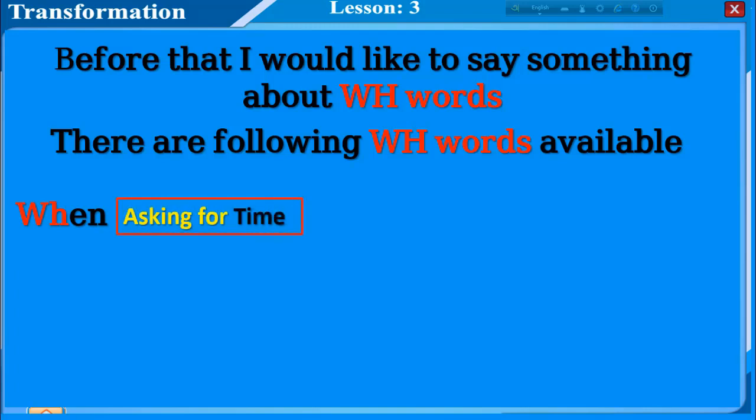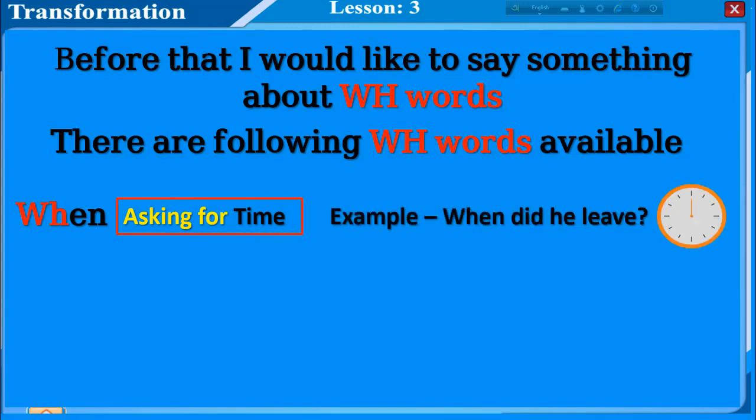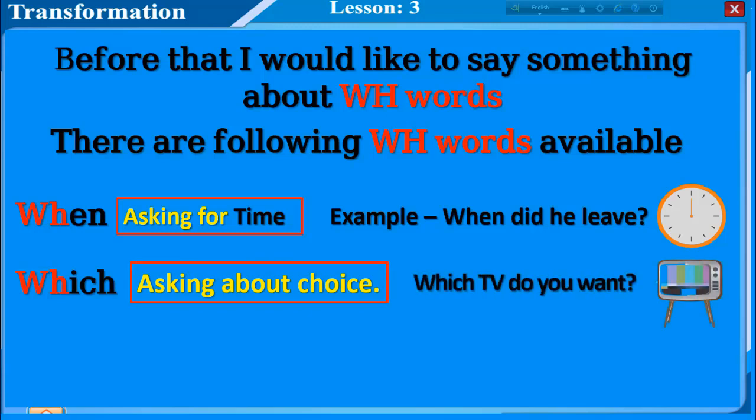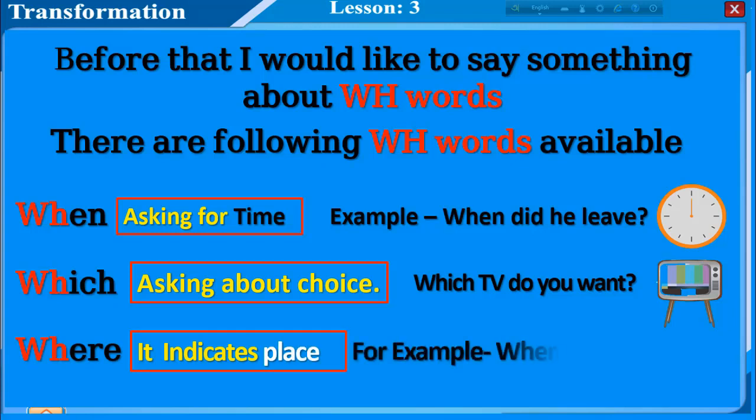It's asking for time. For example, when did he leave? Then which is also a WH word, and it's asking about choice. For example, which TV do you want? And it's where. It indicates place. For example, where do you live?